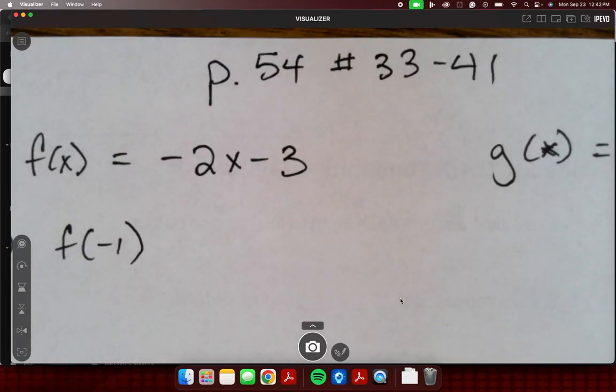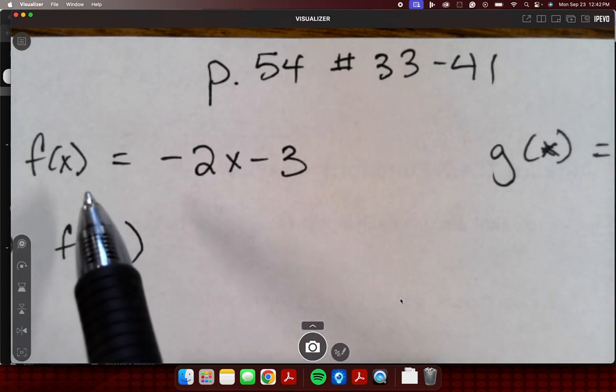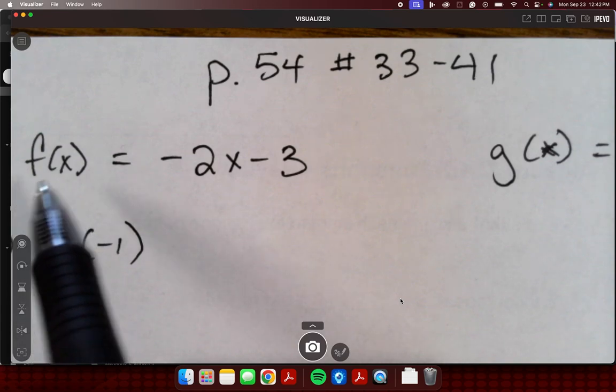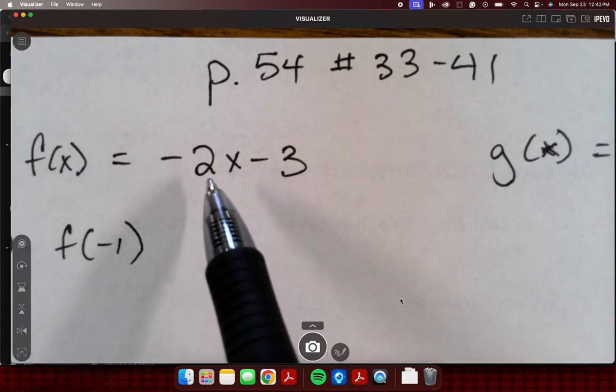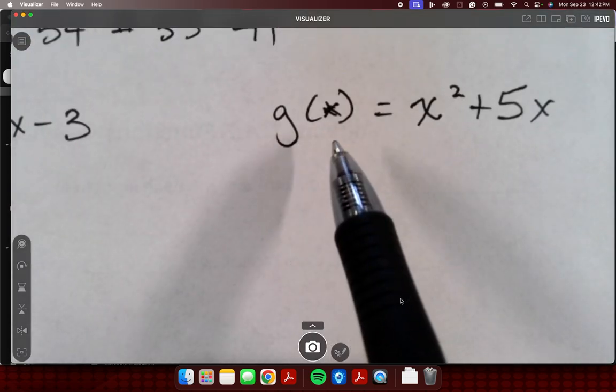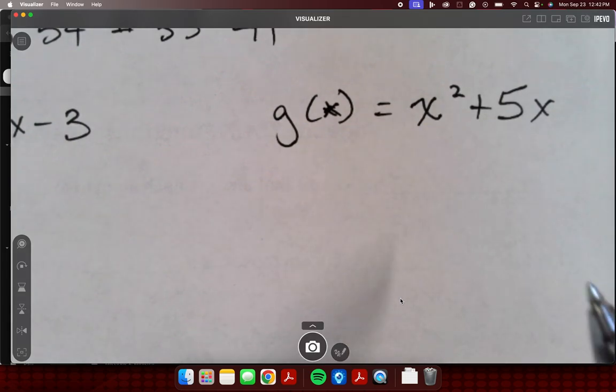To help you guys with evaluating functions, I wanted to just do a few problems from the book on here so you could see exactly how they're worked out. So this is where it is in the book. These are the problems I'm doing. And given in the directions are two functions. One is function f, and its equation is negative 2x minus 3. The other is function g of x, and its equation is x squared plus 5x.